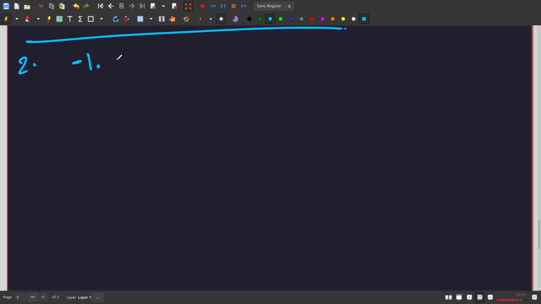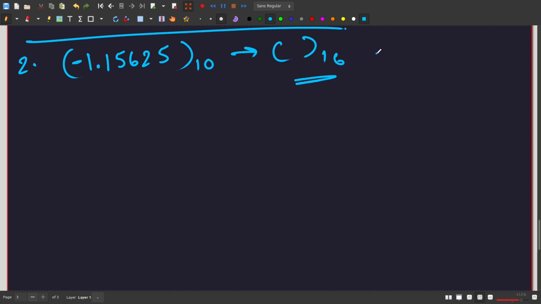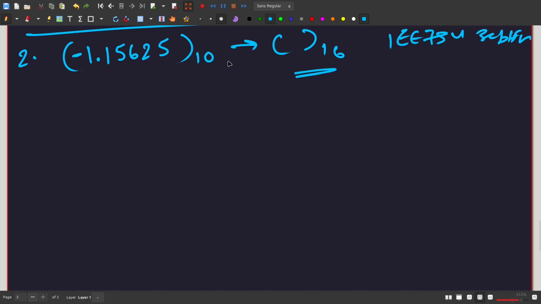Let's say minus 1.15625. So I want us to take this decimal string and convert it into a hexadecimal, right? That's basically all that we're doing, and of course it has to follow the IEEE 754 32-bit floating point standard, whatever, it doesn't matter, we get the idea, right?